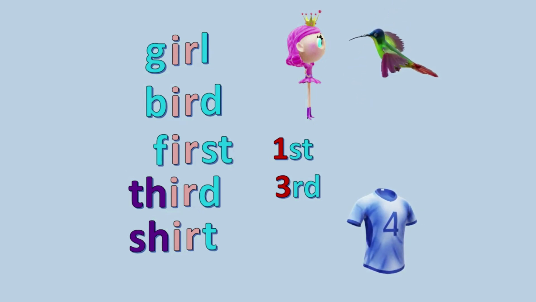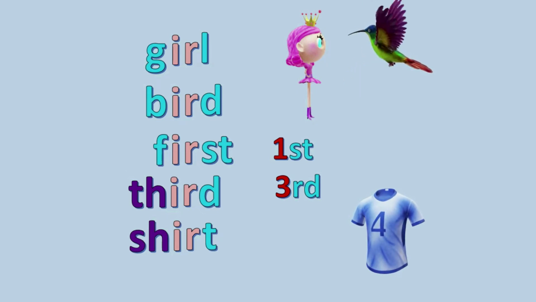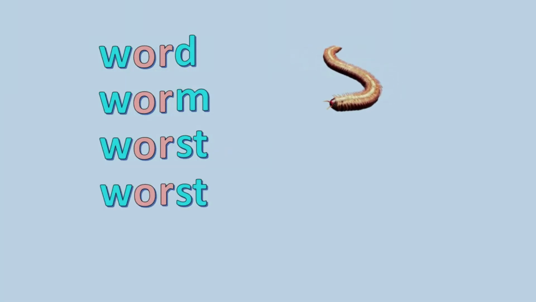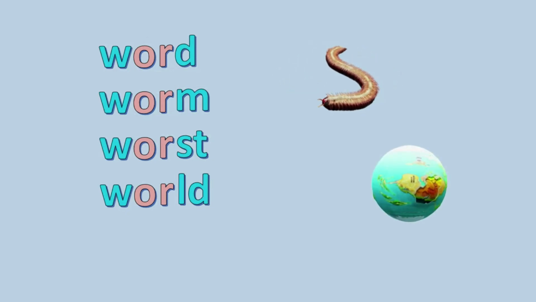Another way to spell the sound is to use an O with the R. Here's the word word. Switch the D for an M, and this word is worm. Next, take away the M and put an S and a T in its place. The word now is worst. Replace the S and the T with an L and a D, and the word is world.